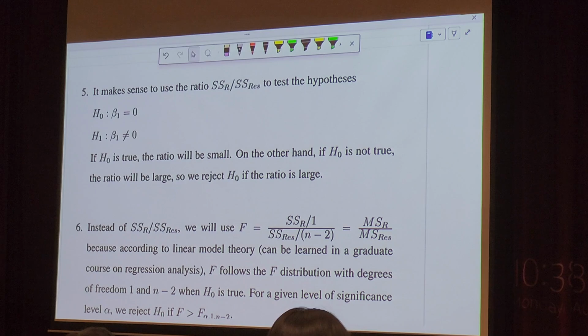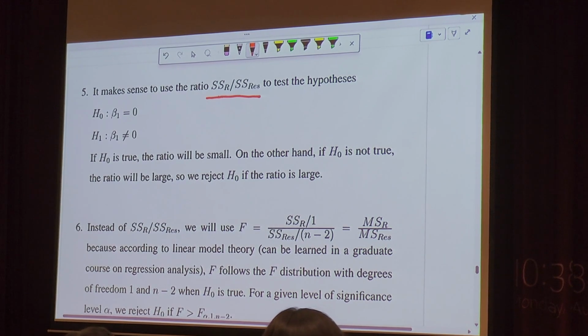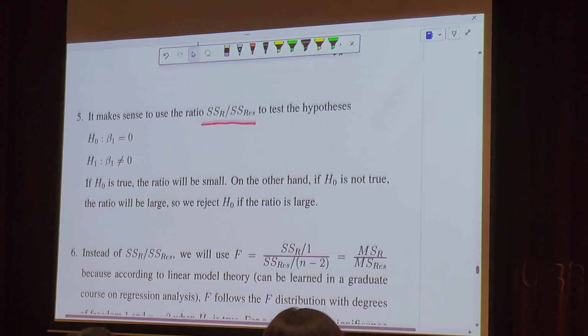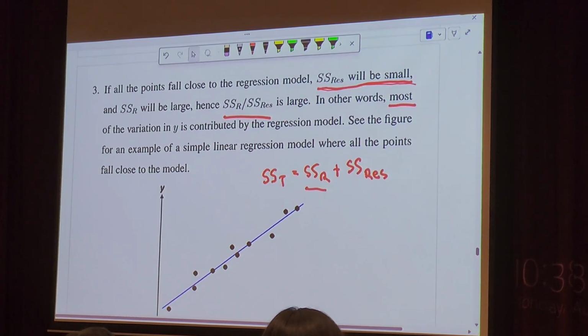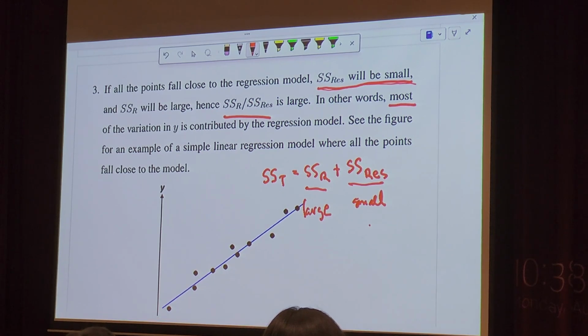So if we want to test beta 1 equal to 0 versus beta 1 not equal to 0, then we can use this ratio to test, right? Because we already learned from the argument that I gave you earlier: if we have a strong relationship, then this will be small, this will be large. So if you have a large ratio, then it gives us evidence that beta 1 is not equal to 0. You got that?